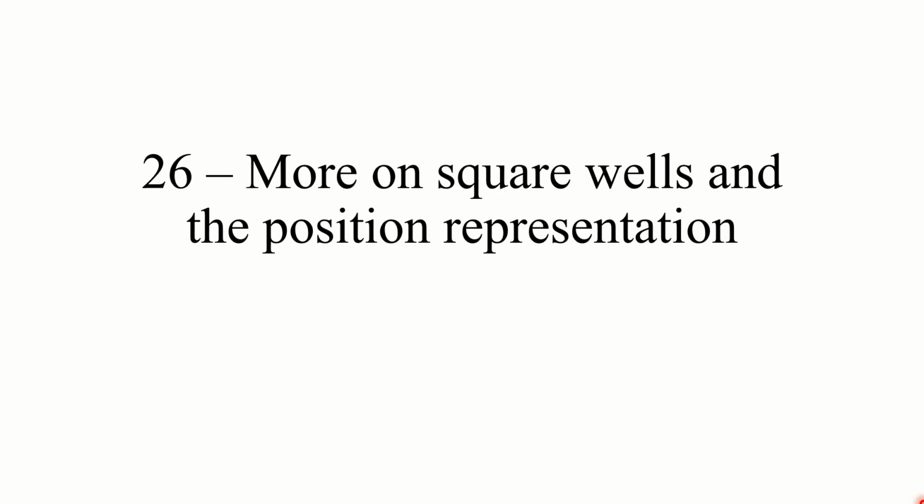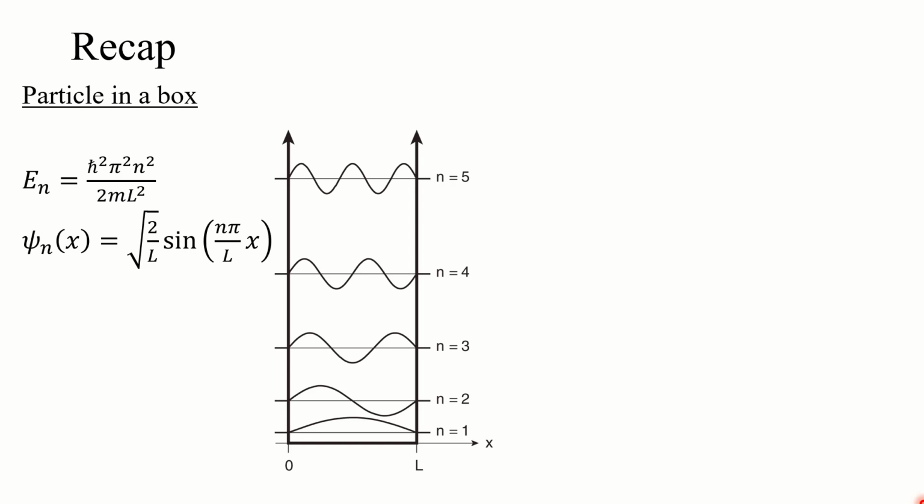But first, let's recap and discuss a bit more about what we learned with those two square well examples. To start, we first looked at the particle in a box problem. In one dimension, this is an infinite square well potential. So the potential is infinite for x less than 0, infinite for x greater than L. The box has a length L, and the potential is 0 inside the box.